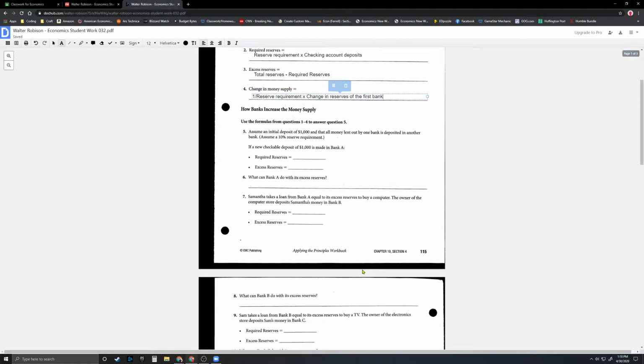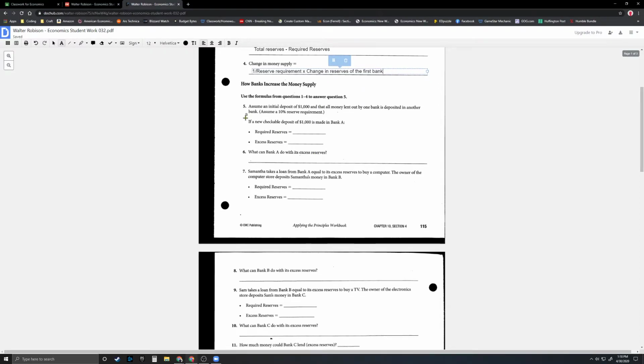Question 5. Assume an initial deposit of $1,000 and that all money lent out by one bank is deposited in another bank. And then we're going to assume that there's a 10% reserve requirement. So if a new checkable deposit of $1,000 is made in Bank A, what are my reserve requirements? Well, it's 10%. So what's 10% of $1,000? That's $100. Remember, your excess reserves are, you take the deposit, you subtract the reserve requirement, and whatever is remaining, that's what you can lend out. So in this case, it's $900.